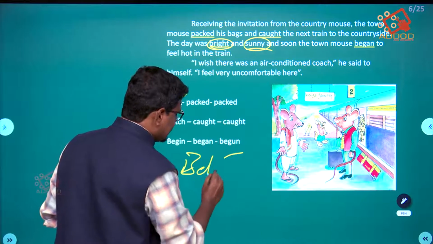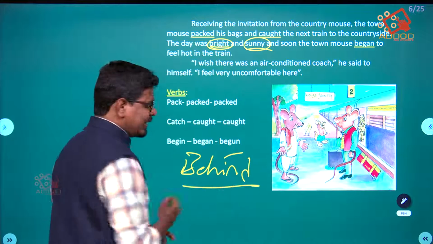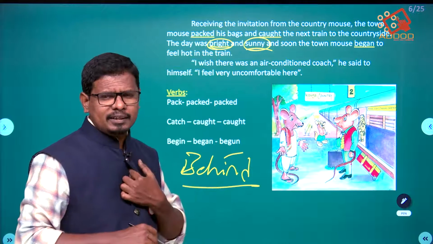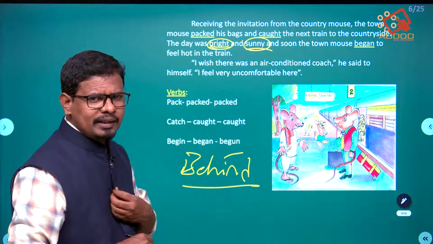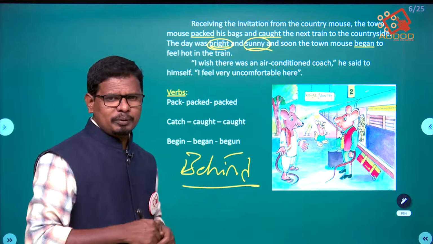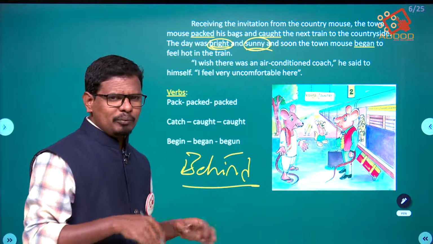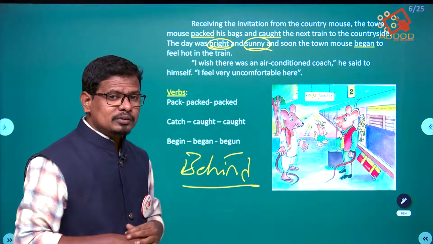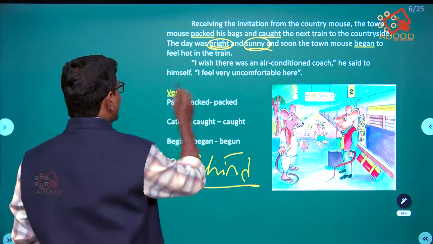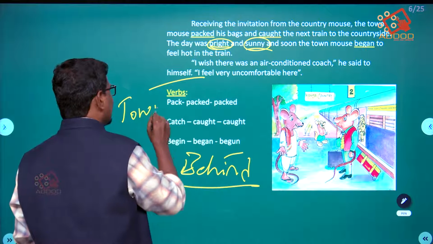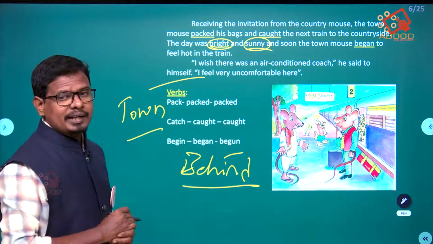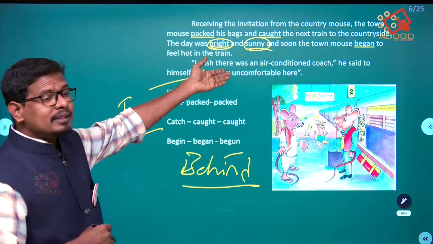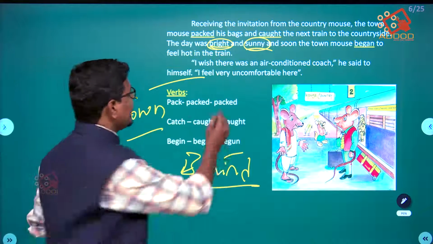Where was he staying? Behind the kitchen cupboard. Maybe the kitchen would be cool, right? The water would be present, and a refrigerator would be present, and people would be moving around, so maybe the room was cool. So the town mouse was living in a cool area, and never expected the day would be bright and sunny. So he felt uncomfortable.